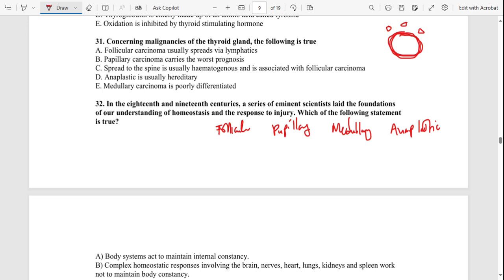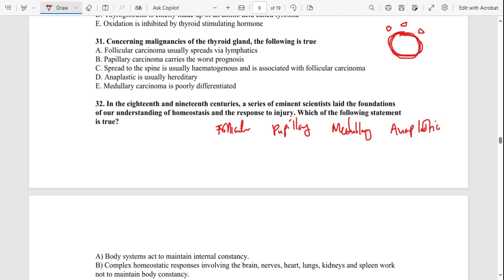When it comes to onset, the papillary can start at any age, especially in the young ones, the young adults. And then the follicular is normally in the middle-aged, from 40 to 60 years. And then the anaplastic, the one that is rare and has the worst prognosis, is more in the elderly. Papillary and medullary happen in the same age group, the young or the middle-aged people.